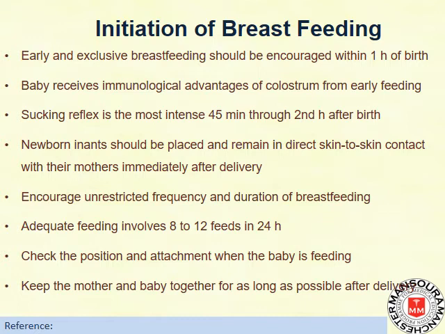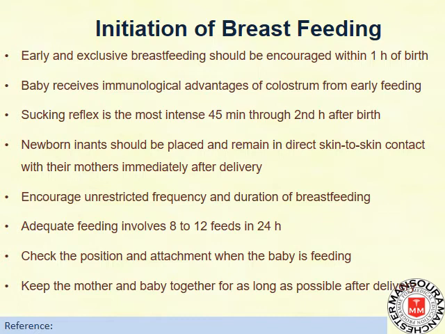The baby receives immunological advantages of the colostrum from early feeding. Sucking reflex is most intense from the first 45 minutes through the 2nd hour after birth. That's why we should initiate breastfeeding within 1 hour after birth. Newborn infants should be placed and remain in direct skin-to-skin contact with their mothers immediately after birth. Encourage unrestricted frequency and duration of breastfeeding.